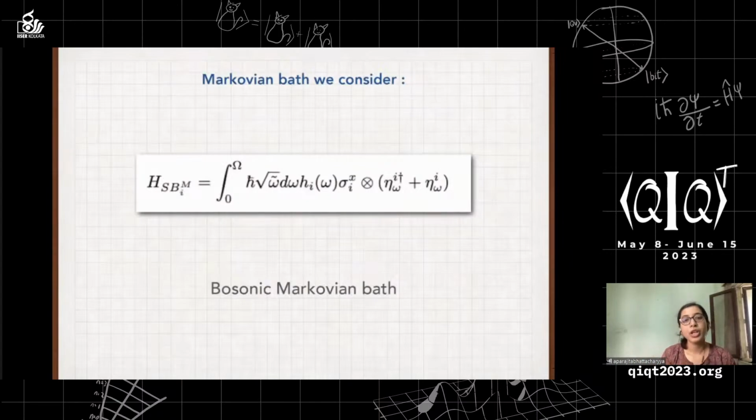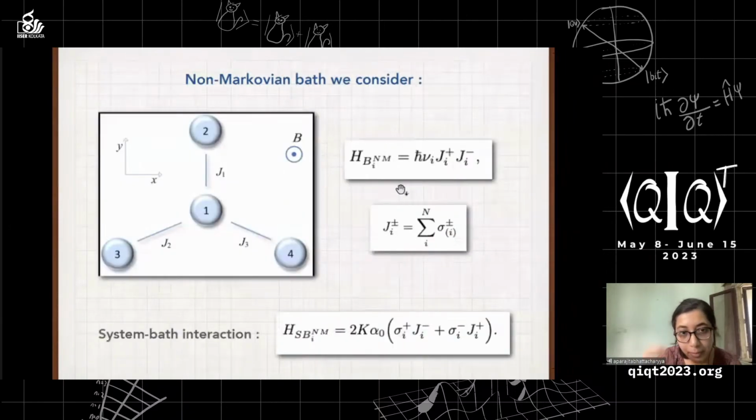The Markovian bath that we have considered is a bosonic Markovian bath, and this is the system-bath interaction, where these are the bosonic creation and annihilation operators for the mode omega, and for the ith qubit. And this is the non-Markovian bath that we consider.